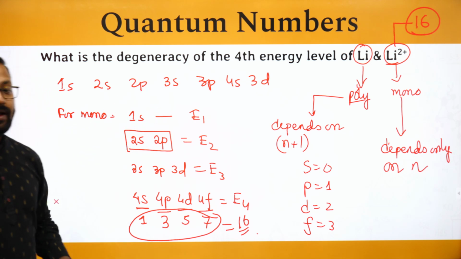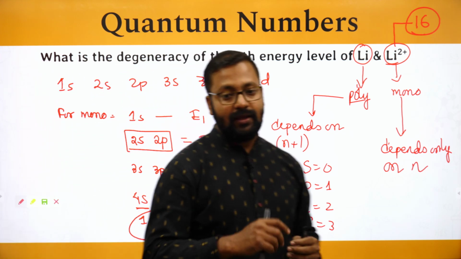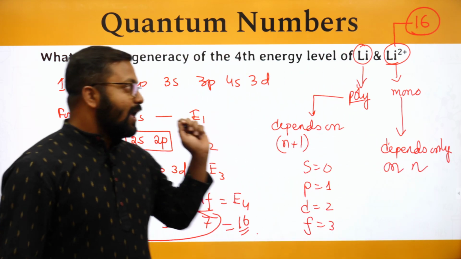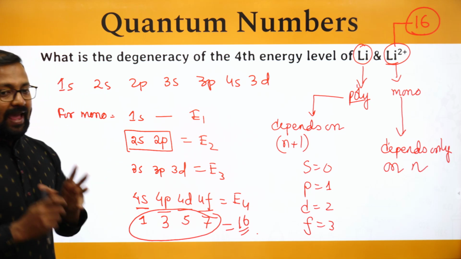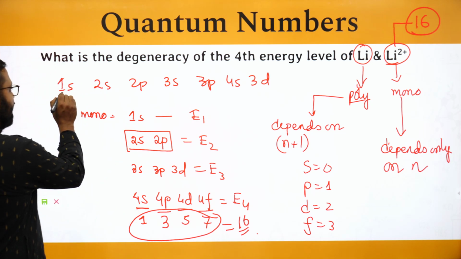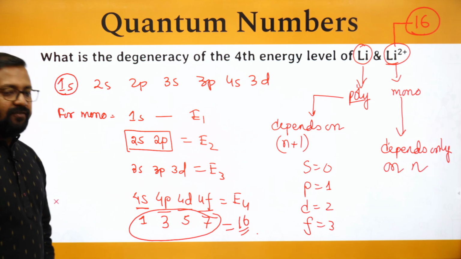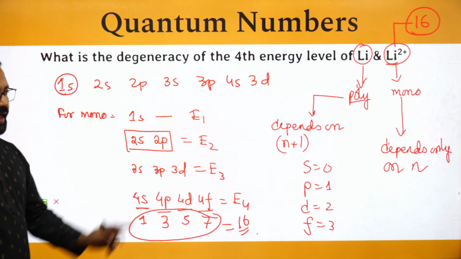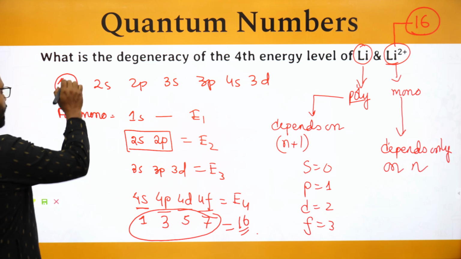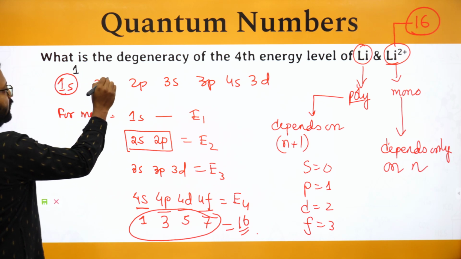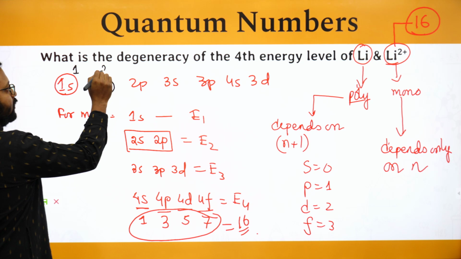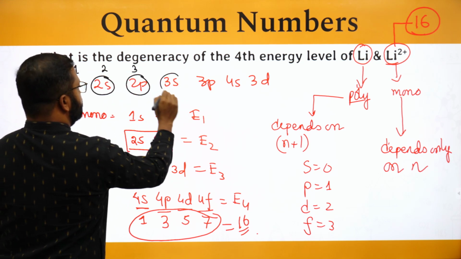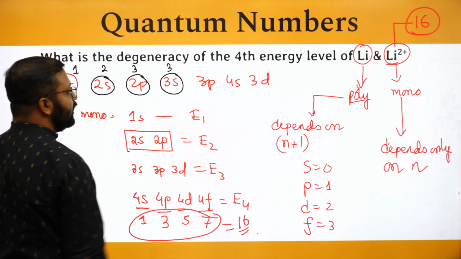But in lithium, which is polyelectronic, the energy depends on n plus l. So for 1s, what will the value of n plus l be? The n value is 1, the s value is 0, so it will be 1. For 2s, it will be 2. For 2p, it will be 3. For 3s, it will also be 3.